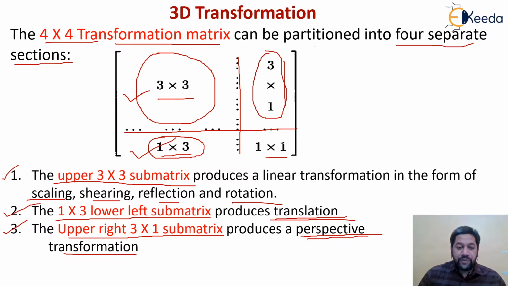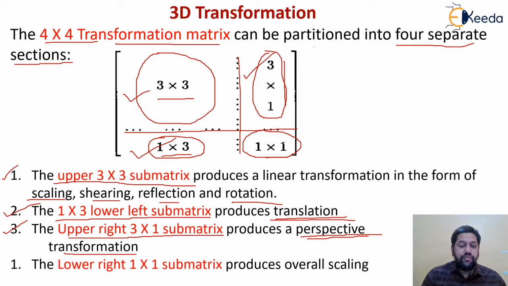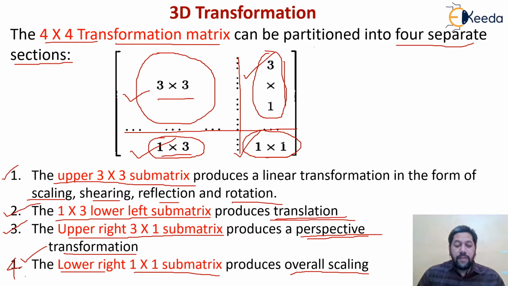Now what is remaining? The remaining one is only this 1 by 1. Let us understand what this performs. I consider it as the fourth point, the lower right 1 by 1 submatrix. This lower 1 by 1 submatrix produces overall scaling. So this is the special purpose 1 by 1 submatrix which is going to produce the overall scaling.